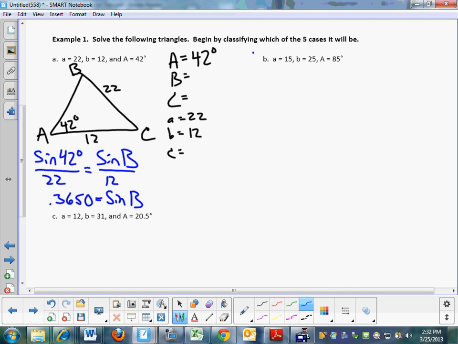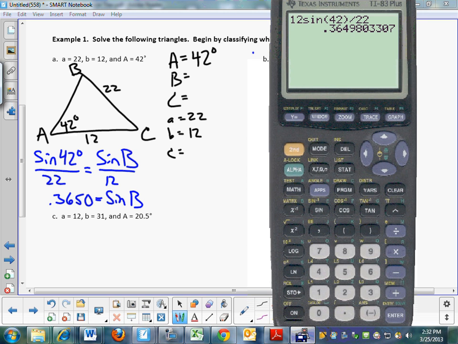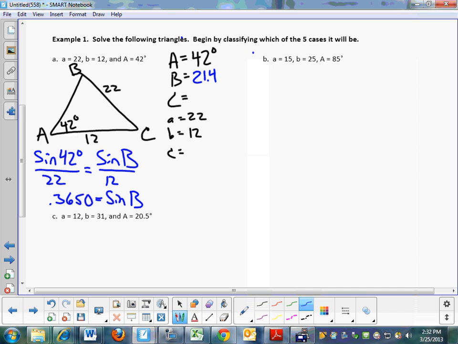Then I inverse. And on your calculator, you could just go second sine inverse of answer. And we get 21.41 degrees. Everybody good with that? Everybody see how I got that? Second negative sign. Okay, so we got 21.41. Can you now find angle C? What is it? 116.59.